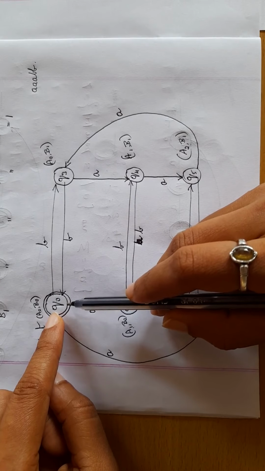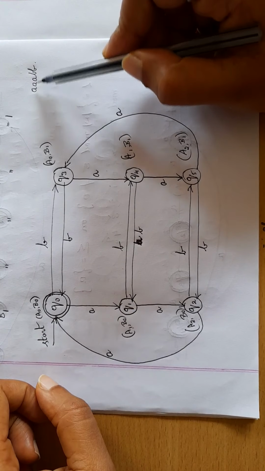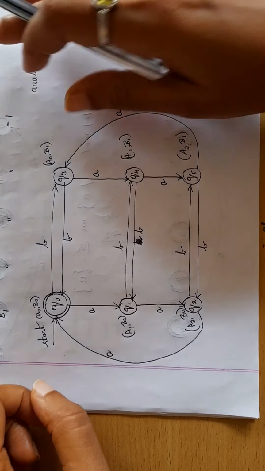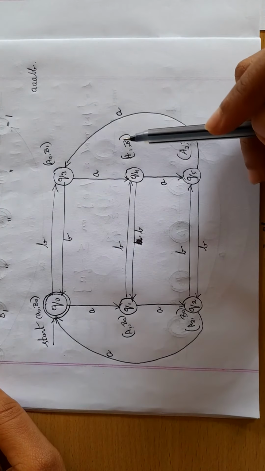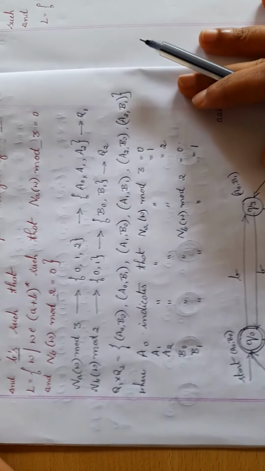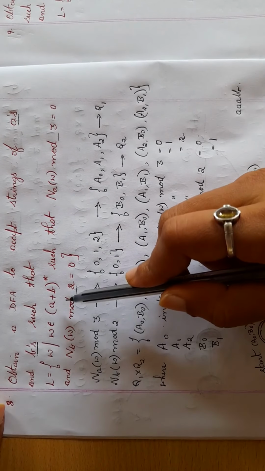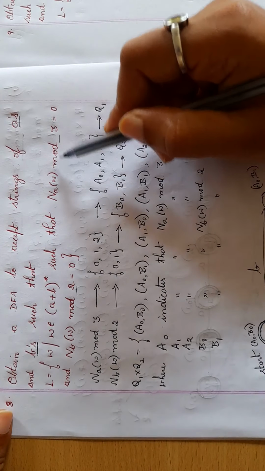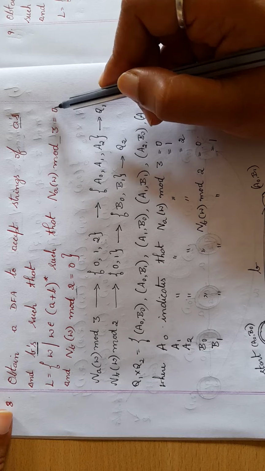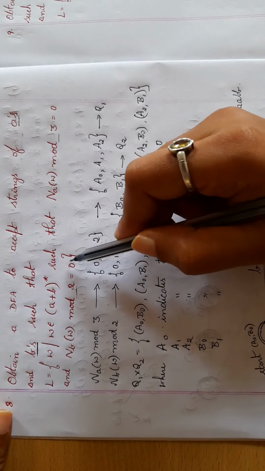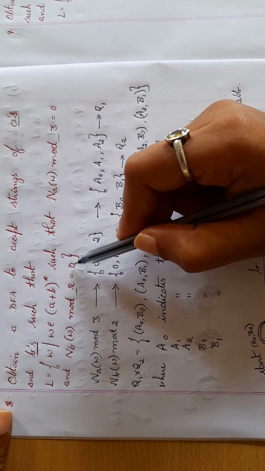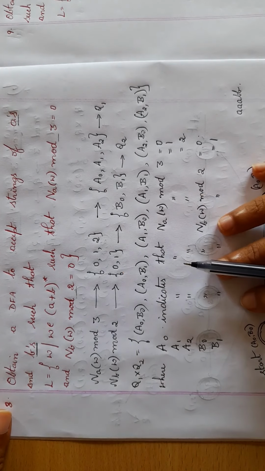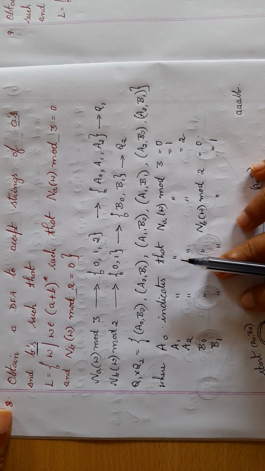No matter what it is, the number of A's should be divisible by 3 and the number of B's should be divisible by 2. In the same question, if they make changes, suppose they ask: number of A's mod 3 equal to 1, number of B's mod 2 equal to 1. For this language, your DFA will remain the same.